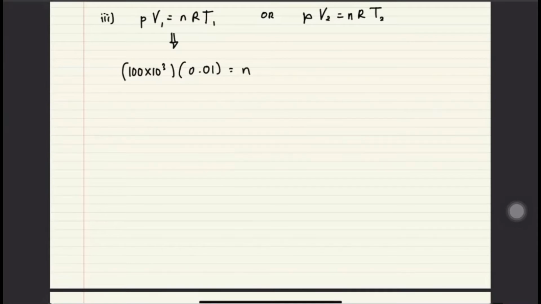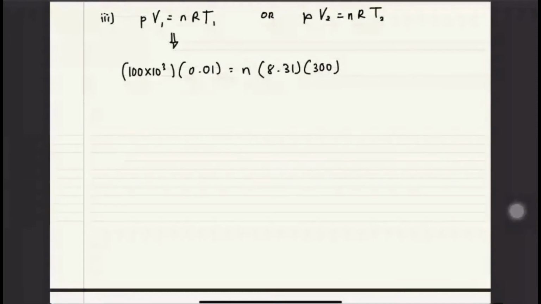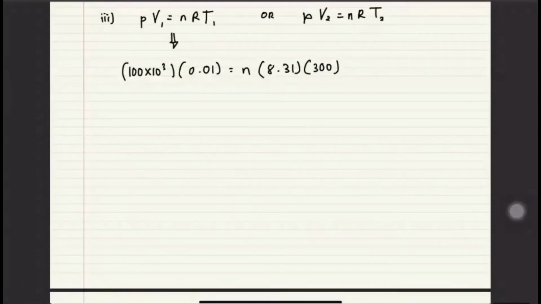Okay, value of R berapa? 8.31. 8.31, and this one will be 300. Make sure everything in SI unit. How much you get here? N equals to? 0.4 more. Okay, very good.